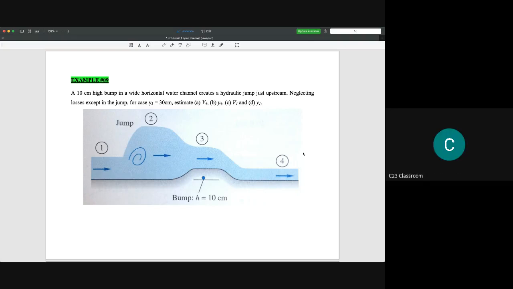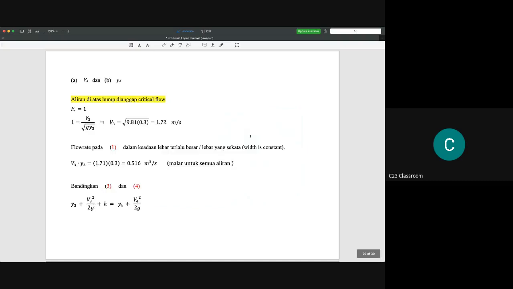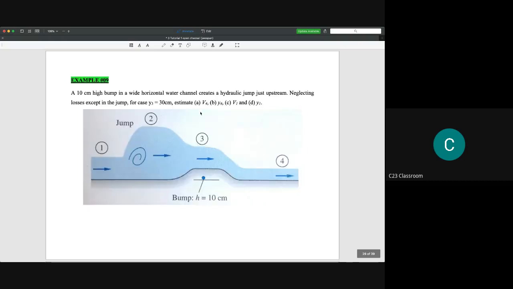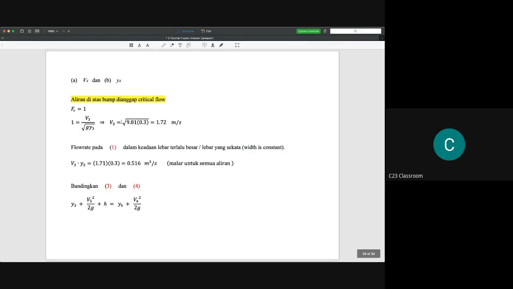Okay, so we continue to answer this one. This is the question. We need to estimate the value of V4 and Y4 here, and then we need to calculate V1 and Y1.